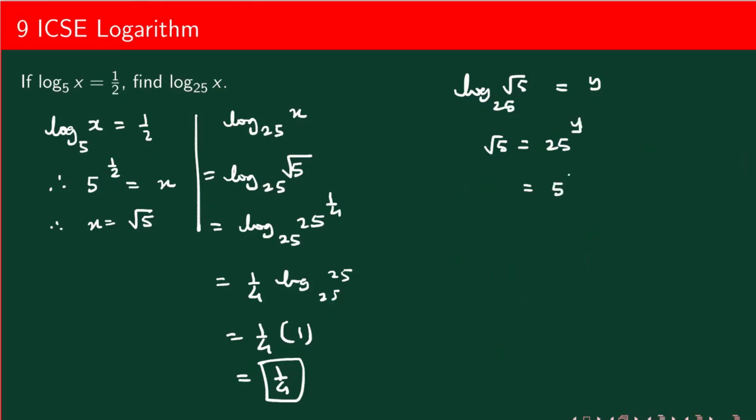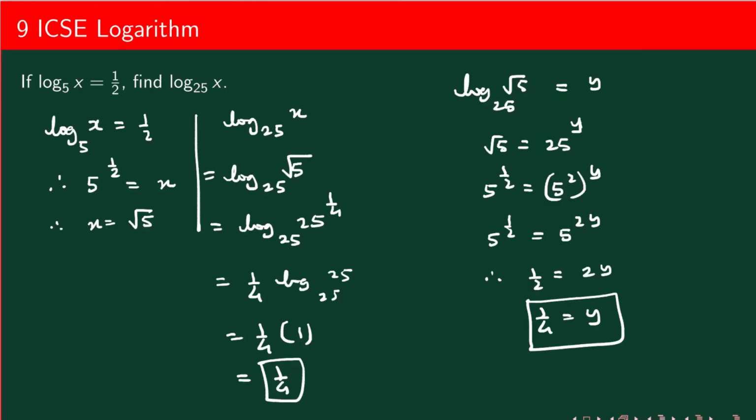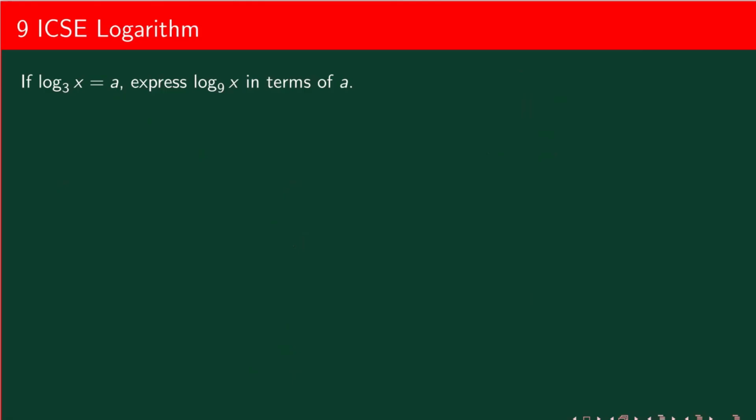So 25 can be written as 5 squared. So this is 2y. The base is equal. So powers need to be equated. You get 1 by 4. So you're not restricted by a method. It's up to you and how comfortable you are applying the properties. Okay, let us go to the next question.